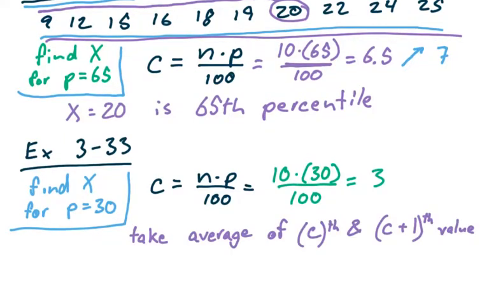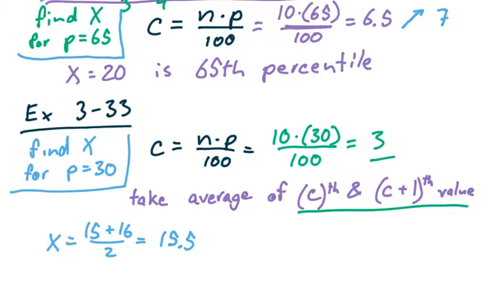So the procedure here is to take the average of the C and the C plus 1th value. So that is horrible to say. This is a mashup of math notation and English, and it's, of course, horrible. What this entails is, in this case, C is equal to 3. C plus 1 would be 4. So we're looking at the 3rd and the 4th value, and we're going to split the difference, or average those. Take the mean, in other words, of 2 numbers.